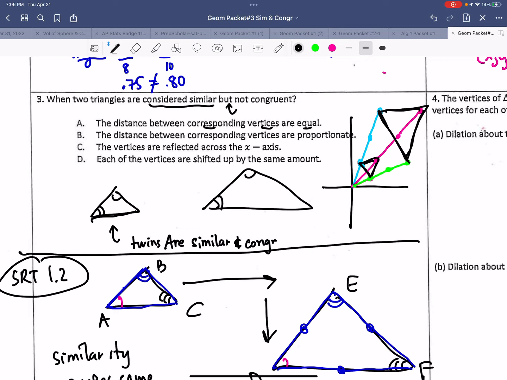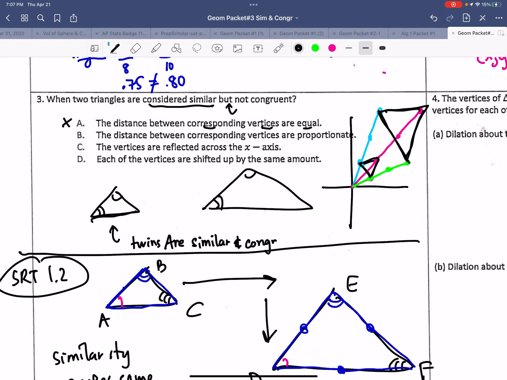Does it make sense? So it's saying, if they're similar but not congruent, does it make sense that the distance between their corresponding vertices is equal? Okay, this distance is not equal. This one looks shorter than that one. So I'm thinking I'm going to say no to A.